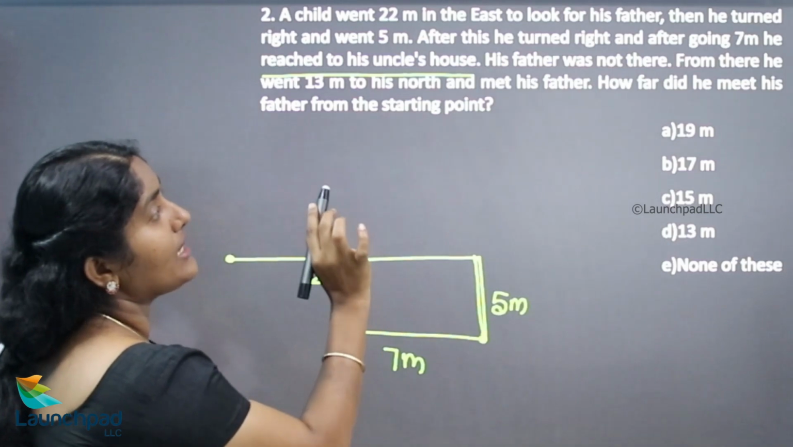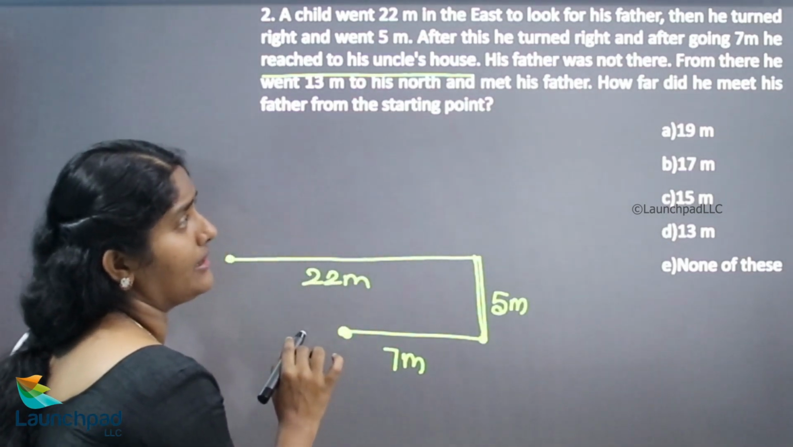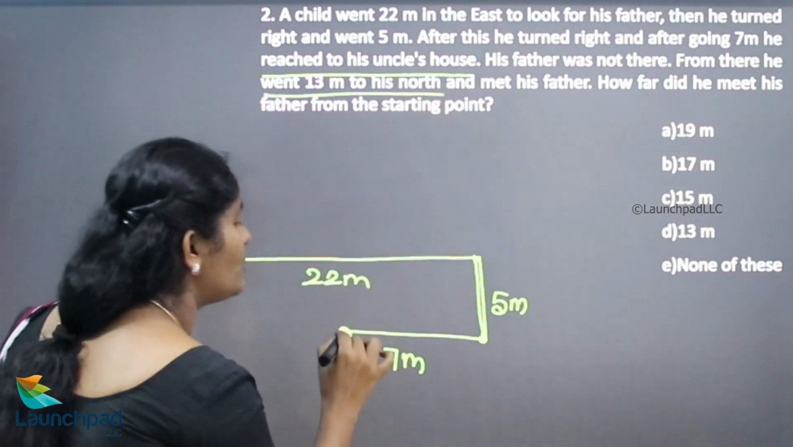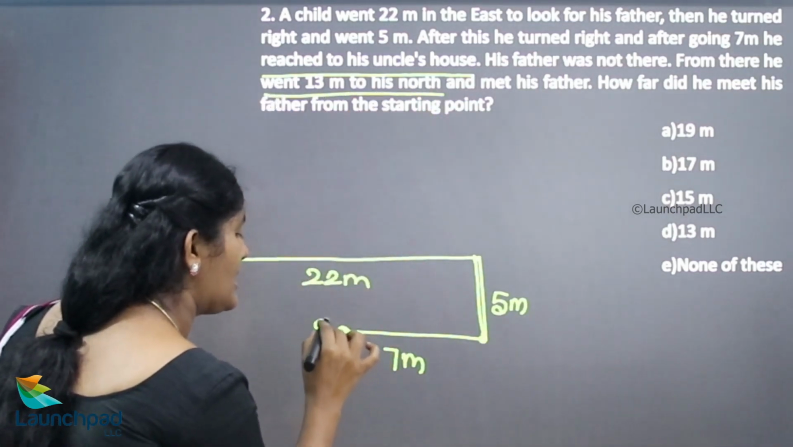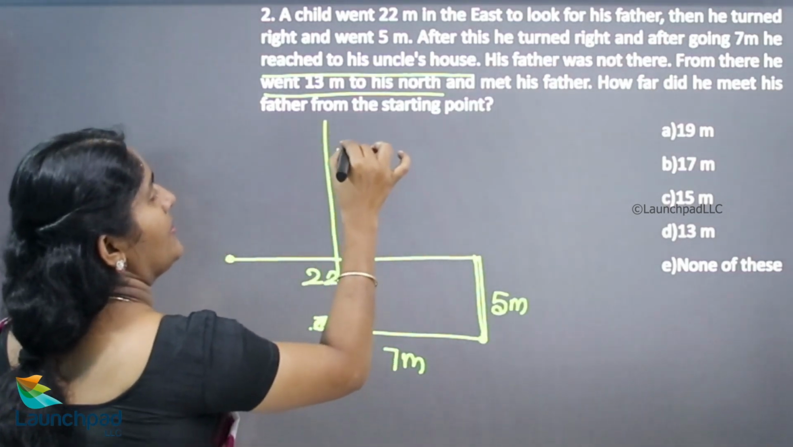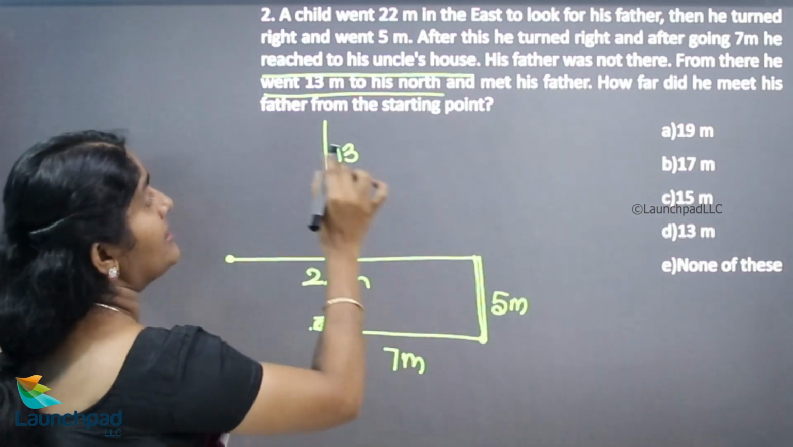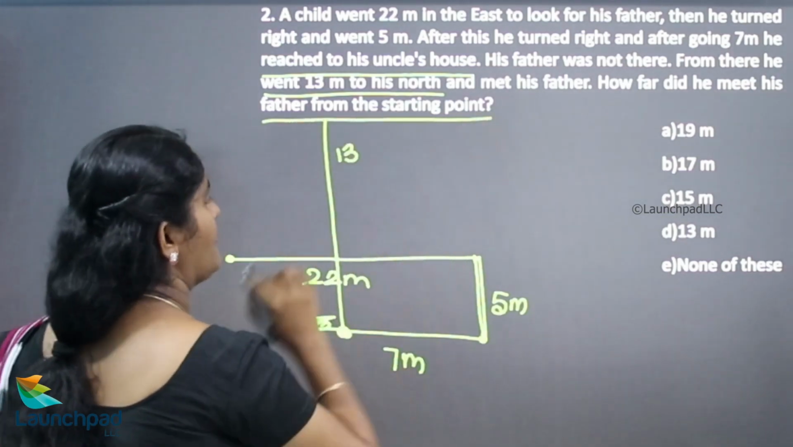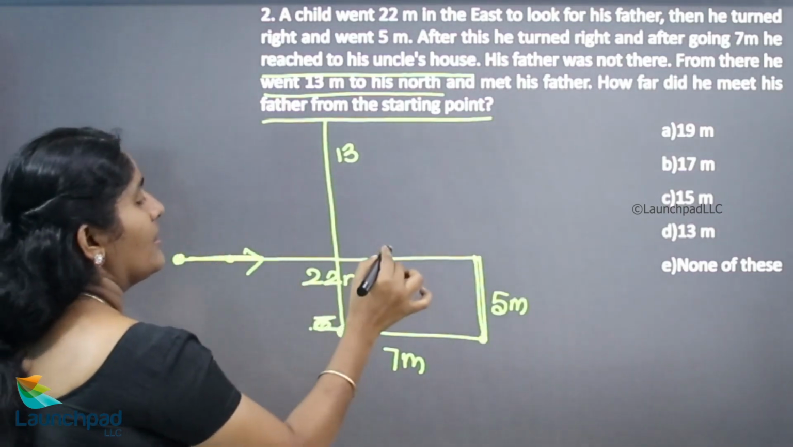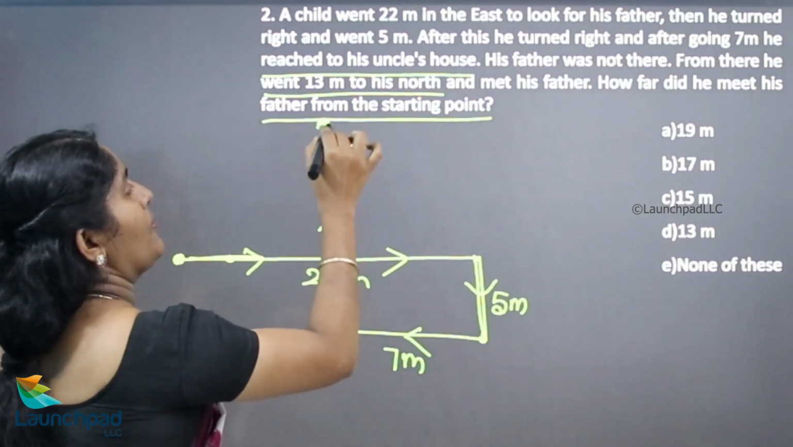After that, his father was not there. Unfortunately, the father is not available here. From there, he went 13 meters towards north. Towards north means the child is standing here, so upward direction is north. Now, how far did he meet his father from the starting point? So this is your starting point and this is your ending point.